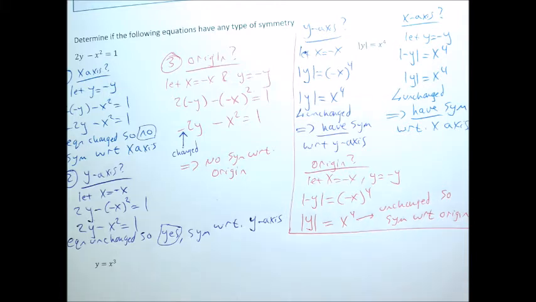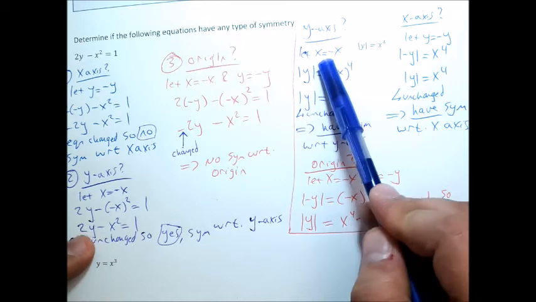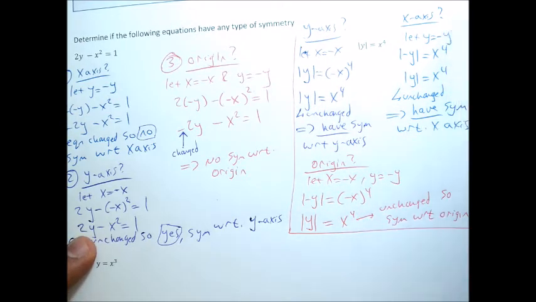Questions about how we do this? Yes? Is there a specific way you want it answered? I would want to see something like this. You don't have to be so detailed like, oh, let x equal negative x and let y equal negative y. But on a test, I would want to see that you're testing those things. And then I would want some final answer that says it either does or doesn't have symmetry with respect to each one of those.